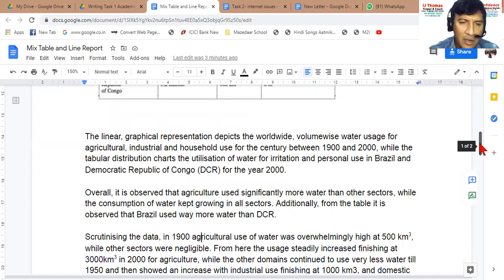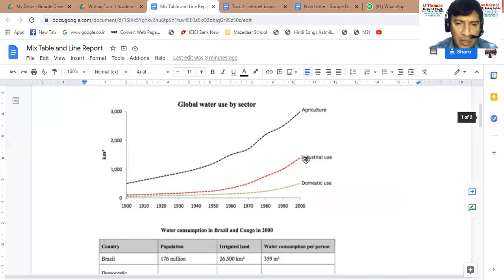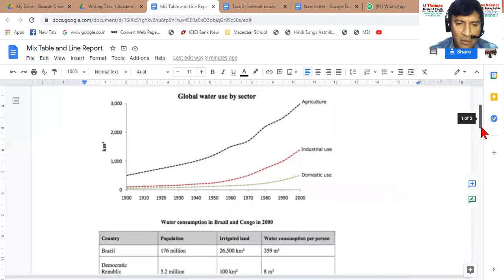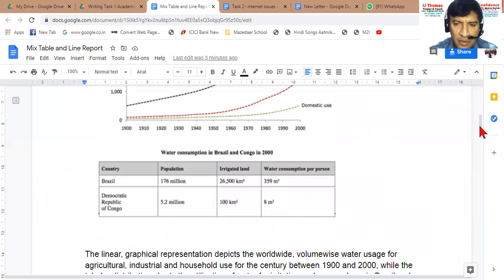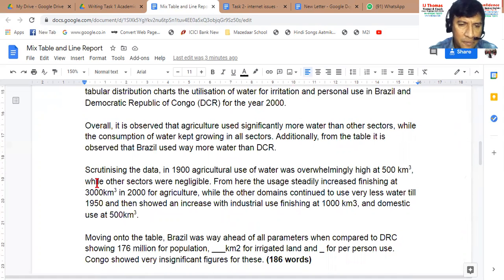Now that you have put the introduction and the overall statement, you will now separate each one and start talking about what happened here, and then the next paragraph will talk about what happened here. So start scrutinizing the data. Read. Scrutinizing the data.